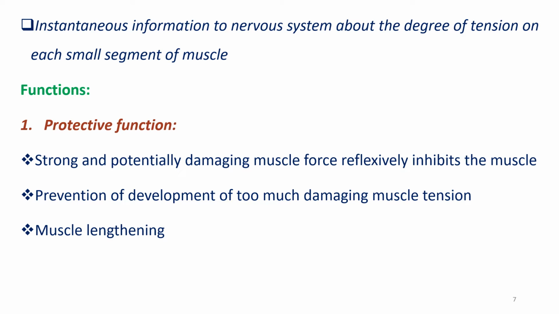The function of the Golgi tendon organ, based on this Golgi tendon reflex, is mainly a protective function. Any strong and potentially damaging force will reflexly inhibit the muscle. This prevents the development of damaging tension. Otherwise, the muscle would try to maintain the force and risk damage. But here, instead of contracting, the muscle lengthens and protection occurs. So the Golgi tendon organ plays a protective role through its reflex mediation.